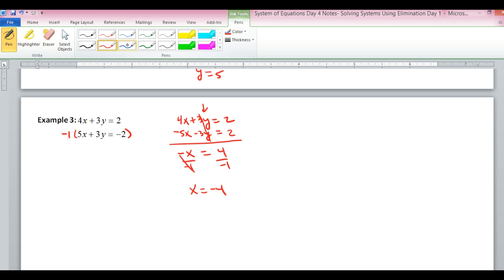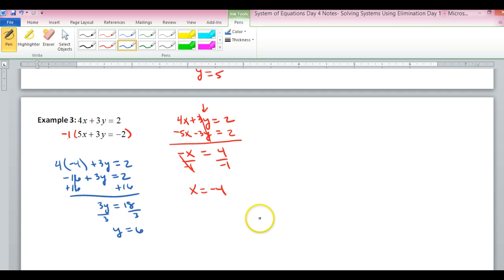Once I have x, I still have to go and find y. So I pick one of the equations to plug it into. This one, I'll take the top equation. So 4 times, we're going to replace x with negative 4, plus 3y equals 2. That gives us negative 16 plus 3y equals 2. And now it's an easy equation to solve from here. Add 16 to both sides, 3y equals 18. Divide by 3, and y equals 6.